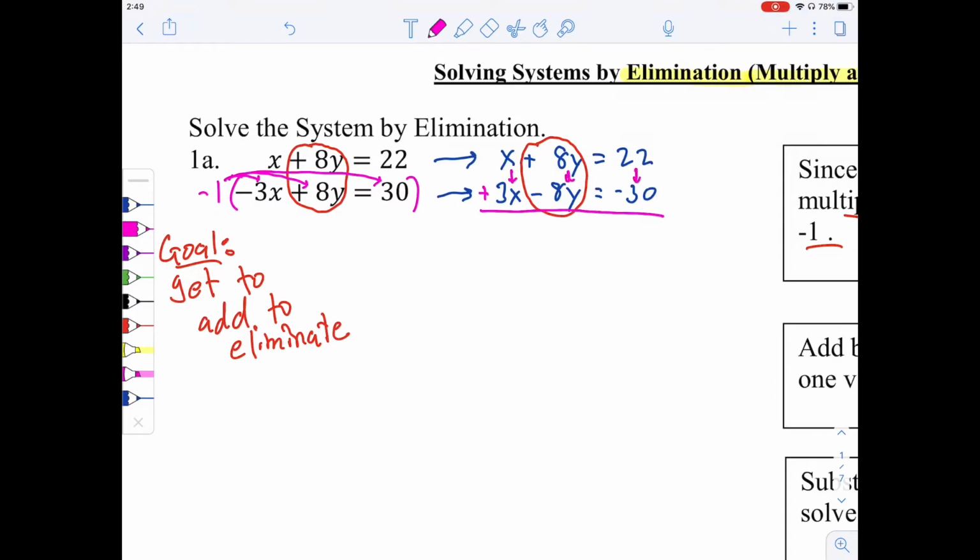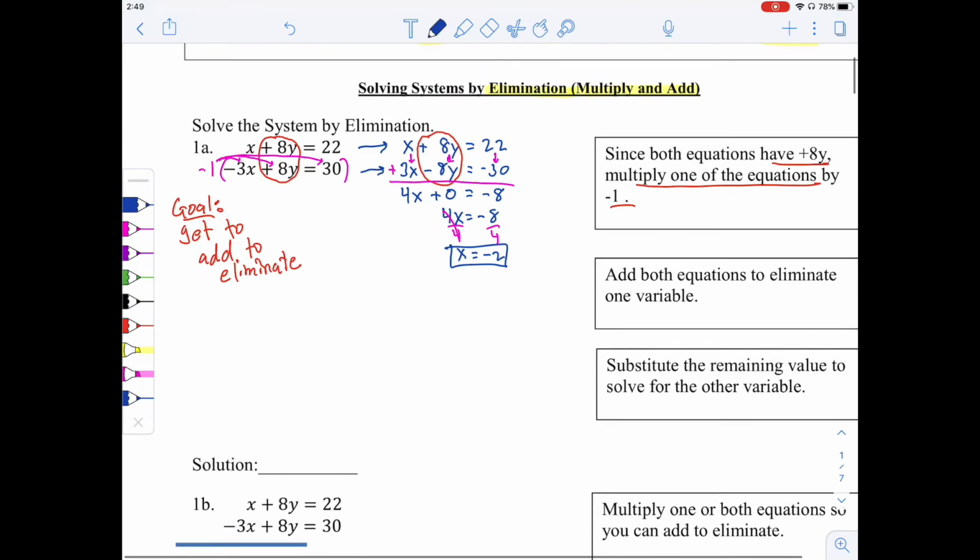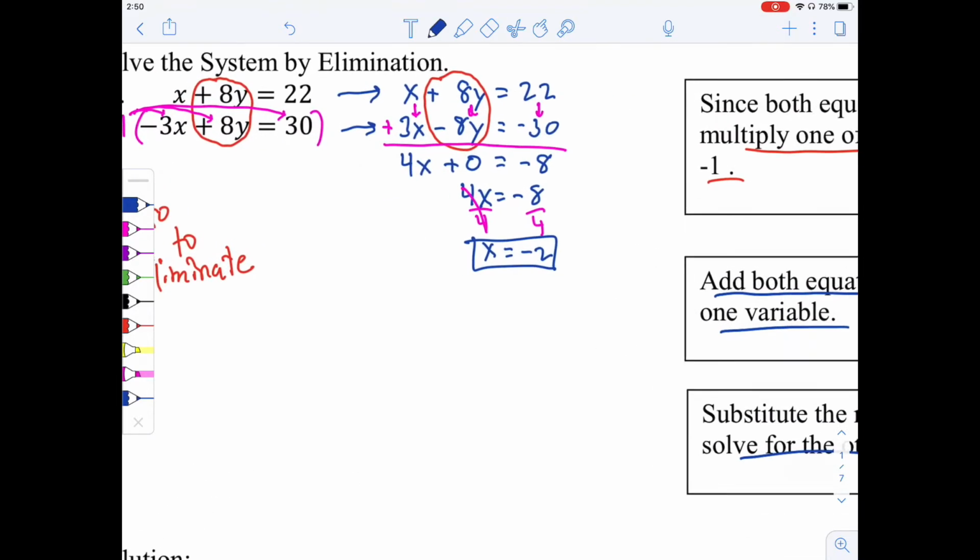So when you're adding all of these terms vertically, x plus 3x is 4x, 8y plus -8y is 0, 22 minus 30 is -8. We're just left with 4x equals -8. Then we can solve this, just divide by the 4, because it's attached to the x. So x equals -2. Now we have one variable solved.